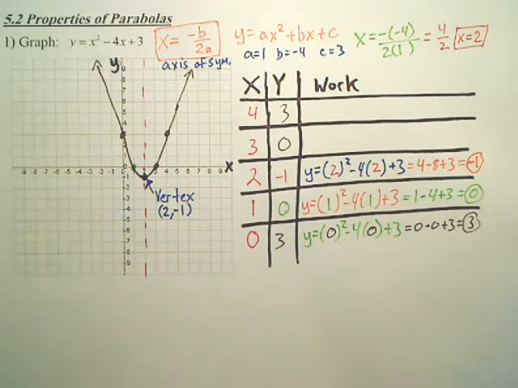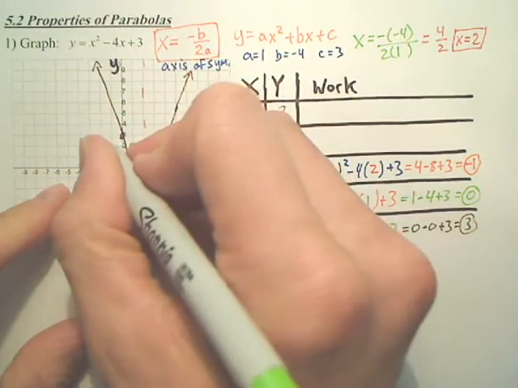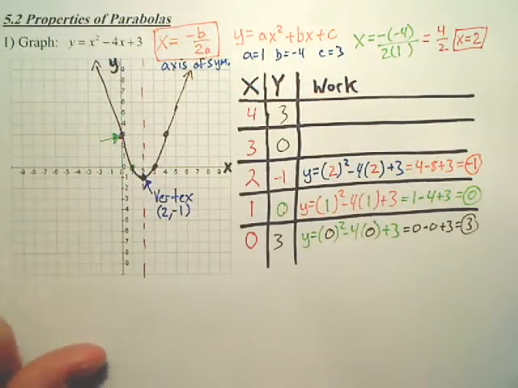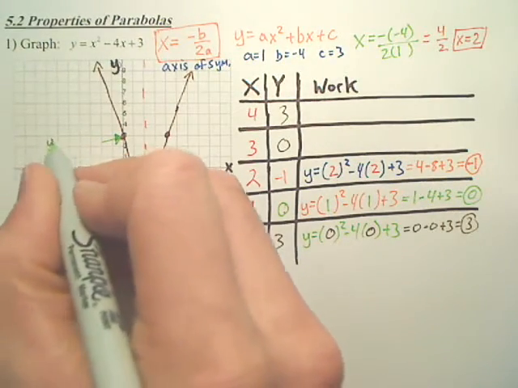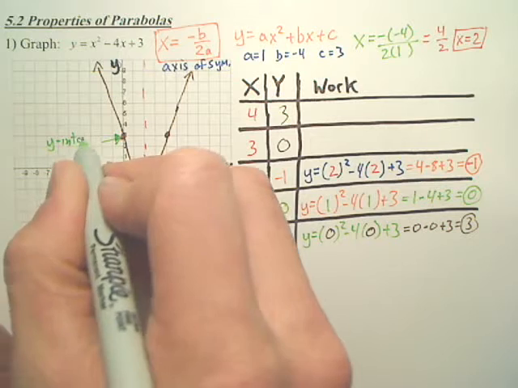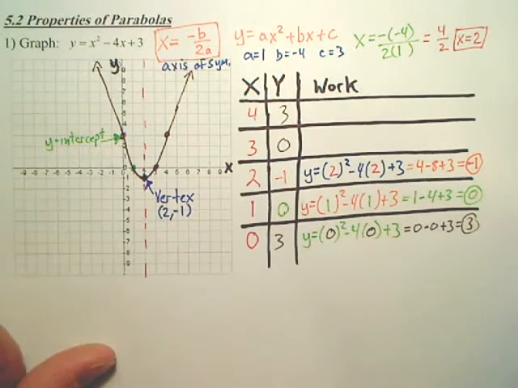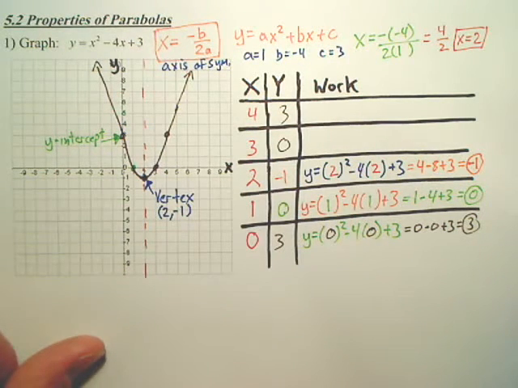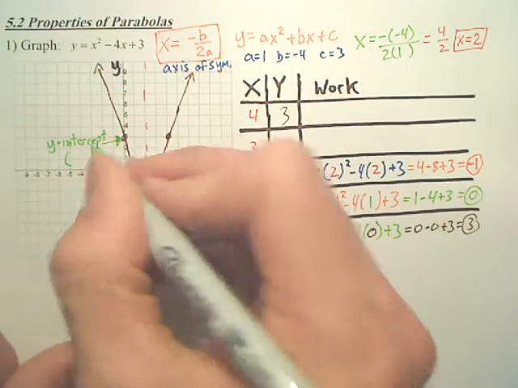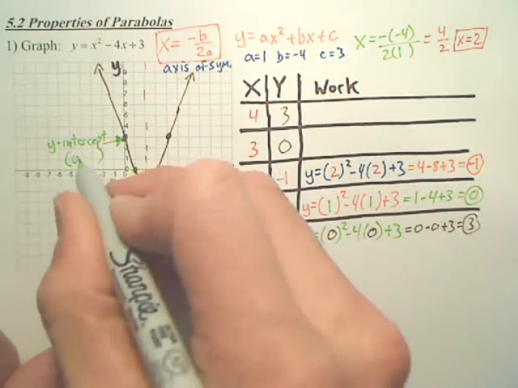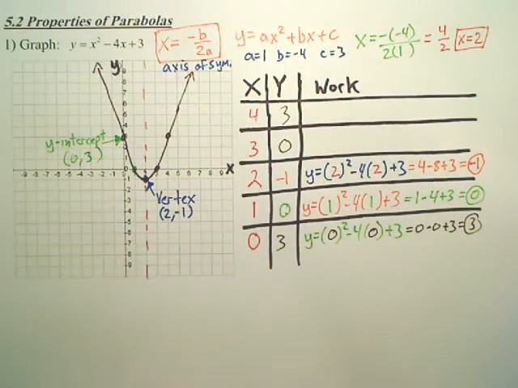Okay. Another important point is that right there. That's called your y-intercept. Why is it called the y-intercept? It's where the graph intercepts the y-axis, or hits. That coordinate is 0, 3. So we have our y-intercept and vertex.